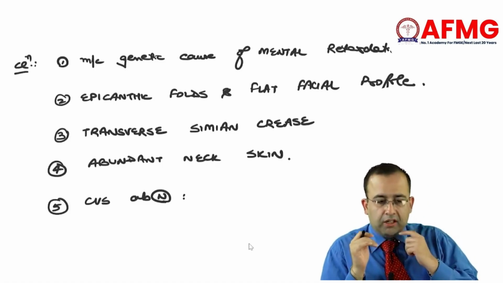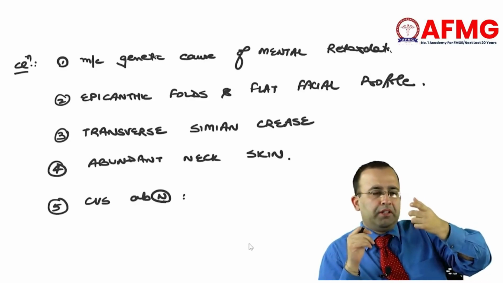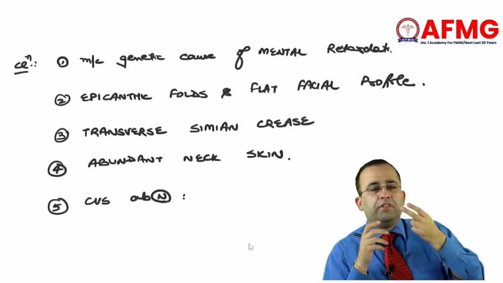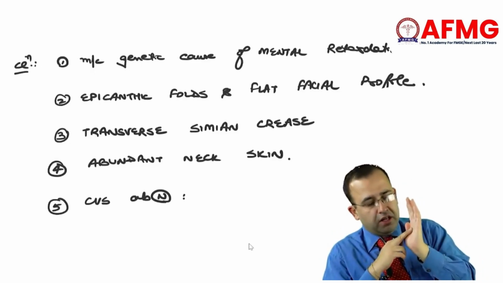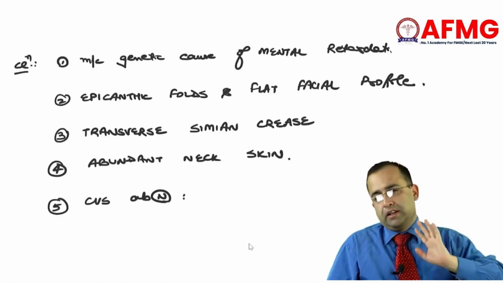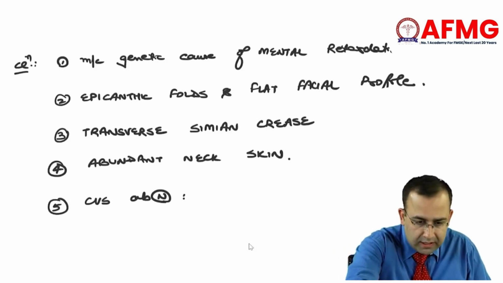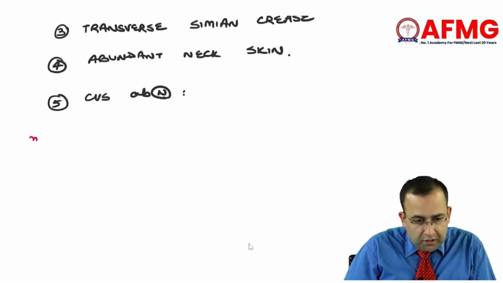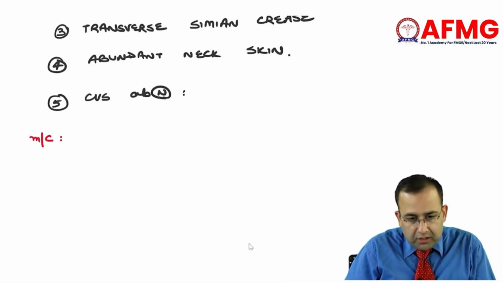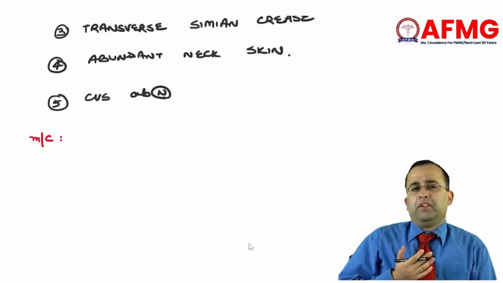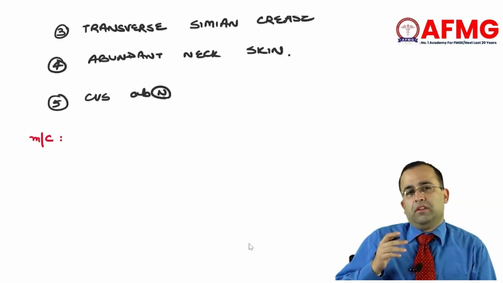अभी तक हमने क्या क्या देखा? We saw child is mentally retarded. Presence of epicanthic folds with a flat facial profile, transverse simian crease and abundant neck skin. Next, CVS abnormalities, which is the most common CVS abnormality associated with Down syndrome. CVS abnormalities है, heart में defects है. Most common कौन सा है?